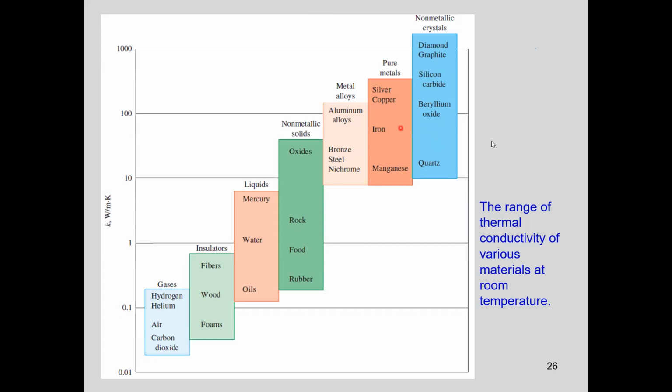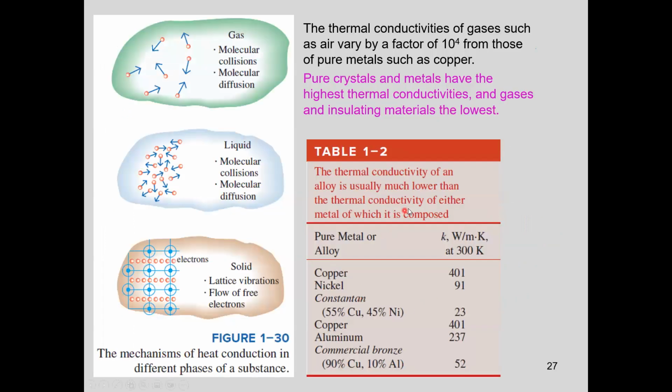Okay, this is the wrong answer, of course. Here, copper has a thermal conductivity of 401, nickel 91. Constantan is the name of the alloy, which consists of 55% copper and 45% nickel. And what is the thermal conductivity of this constantan? 23. Another alloy is commercial bronze, which is 90% copper, 10% aluminum. What is its thermal conductivity? 52.